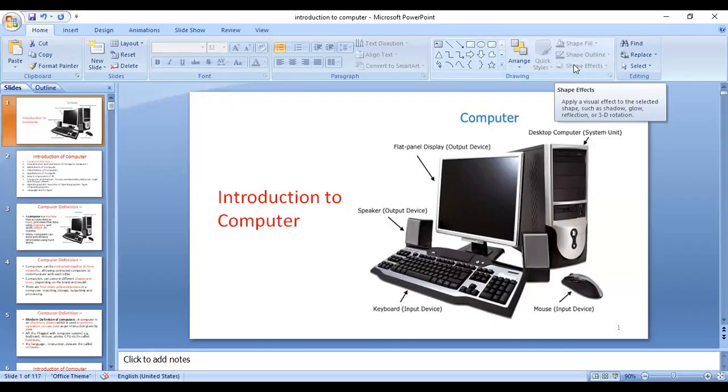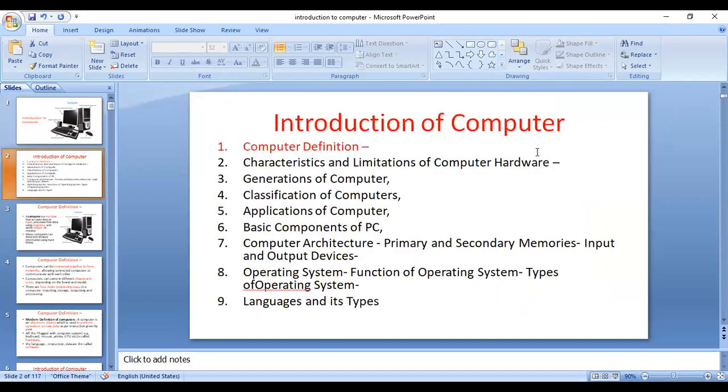In this session, we are going to know about some of the basic concepts related to the computer. We are talking about what is a computer, the characteristics of computer, what are the input and output devices, the classification of computer, different applications of computer, and the basic components. Here, what are the basic components for the computer: the input devices, maybe output devices, and some of the basic concepts related to the CPU.